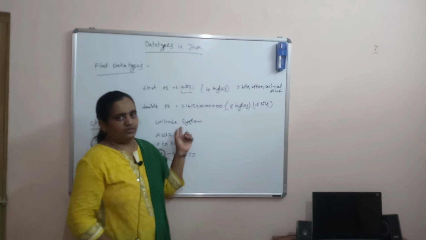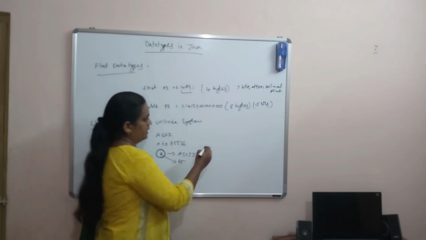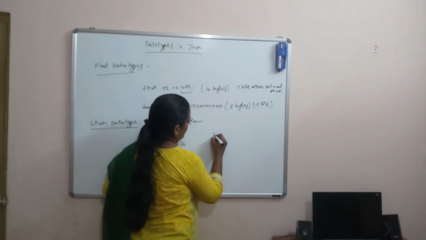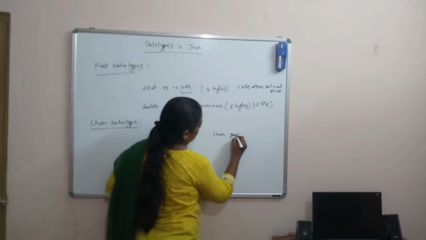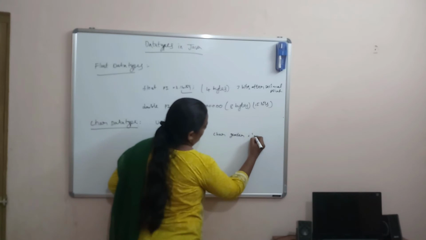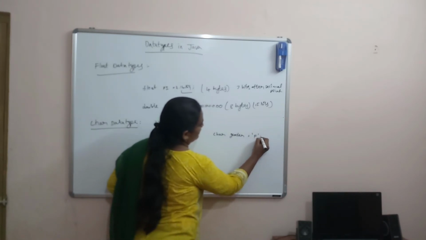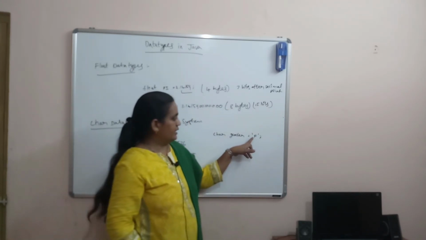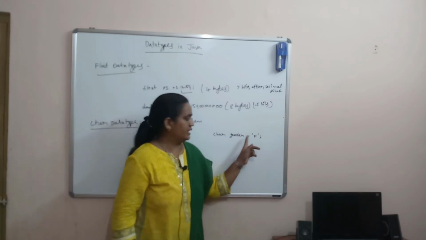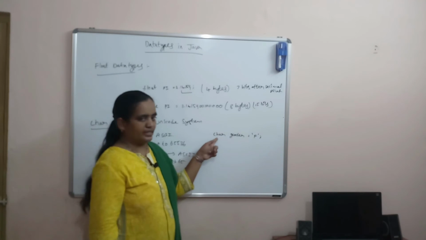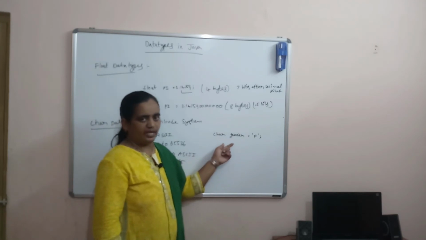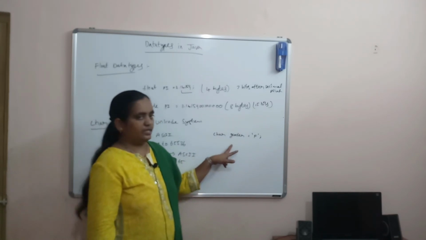Wherein they use this character data type. Suppose I would like to take gender, char gender equal to 'F', I am a female. For example, I declare the value with single quotes, assigning it to this gender variable, which is a character data type. So that's why we use it in our real-time projects.